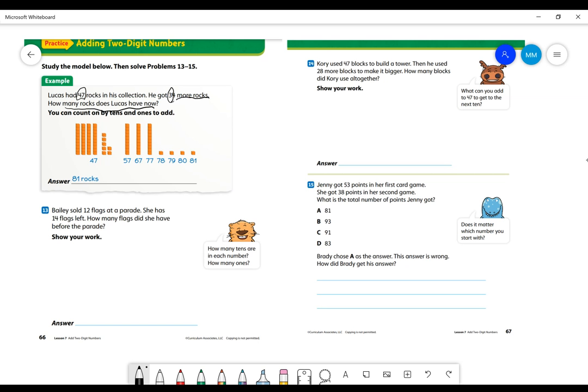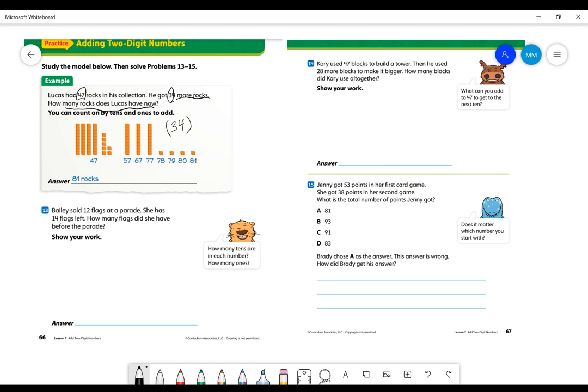So after 47, if I'm counting by tens, 47, 57, 10 more is 67, 10 more is 77. So there's all of our tens. And then we count on by 1. So after 77, 78, 79, 80, 81. So this was 34, but what they did was that they added their tens to 47 and then counted on their ones. And so altogether, Lucas had 81 rocks.